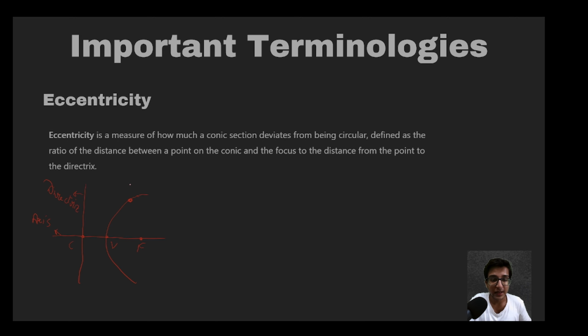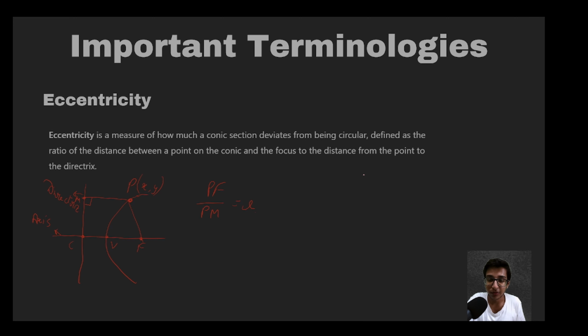Let's say this is any point P(x, y) on the conic. We can say PF, and we drop a perpendicular here, we get PM. This ratio PF by PM is termed as the eccentricity. It is the ratio of the distance between a point on the conic and the focus, and from the point to the directrix. Now there are different conditions as to how you can justify what eccentricity is.